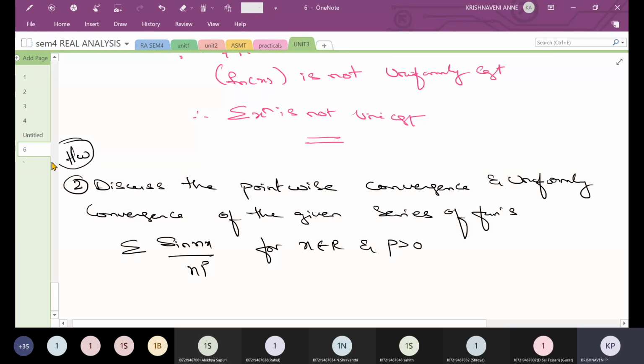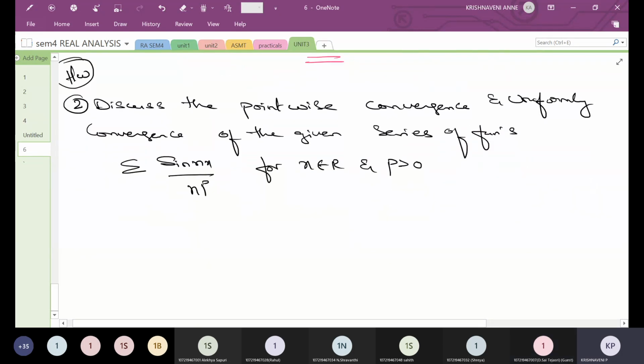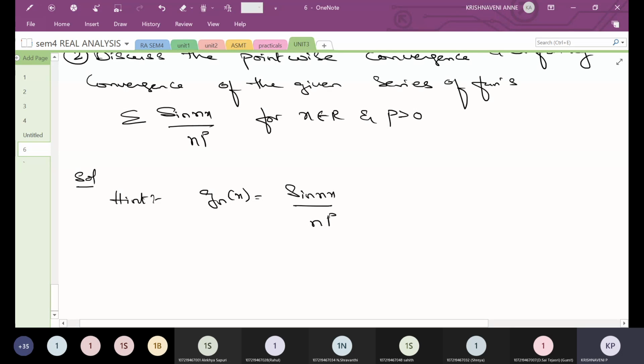I want you all to try this problem. I'll give you a hint for this. You will take Gn of x as sine nx by n power p. Now, first check whether it is pointwise convergent or not. When you're checking pointwise convergence, apply the limit and check whether the limit exists or not. For which value of x it is pointwise convergent, take that particular value as f of x.